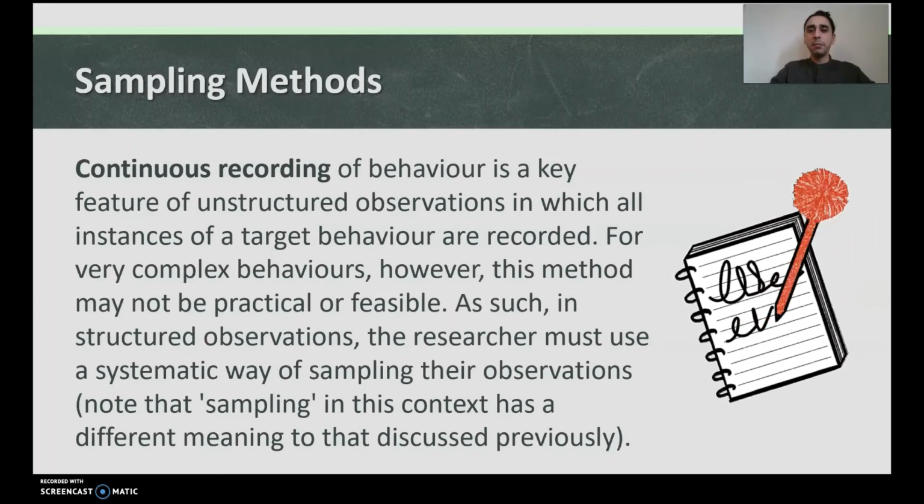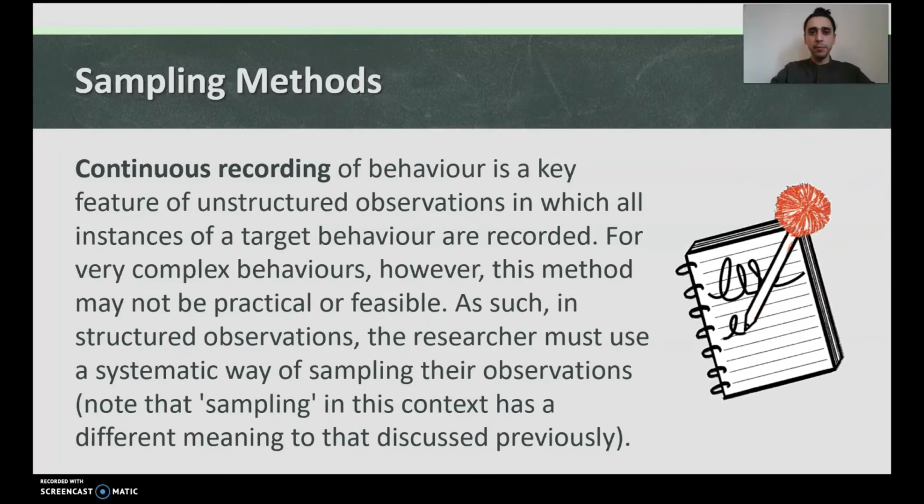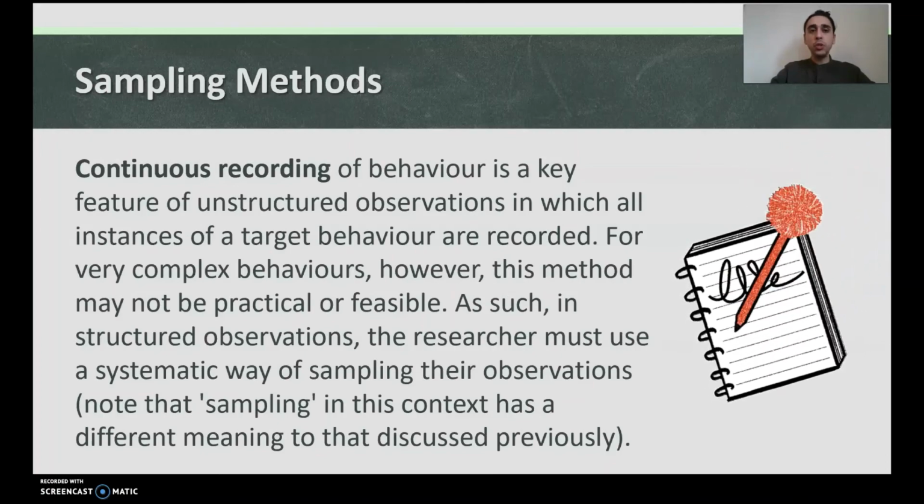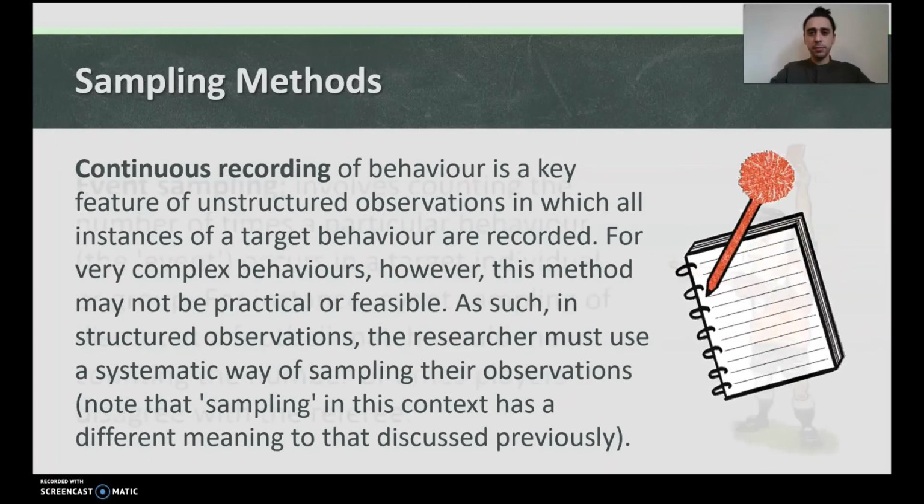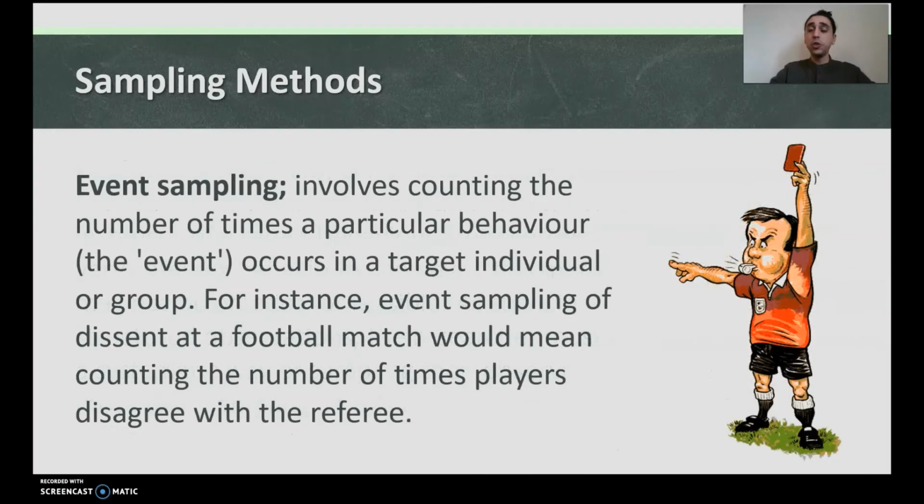For very complex behaviors, however, this method may not be practical or feasible. As such, in structured observations, the researcher must use a systematic way of sampling their observations. Note that sampling in this context has a different meaning to that discussed previously. We've got two types of sampling: event sampling and time sampling. Let's have a look at event sampling first of all.